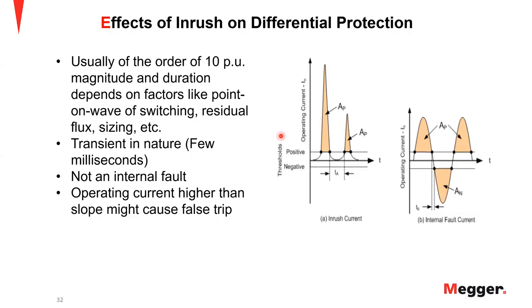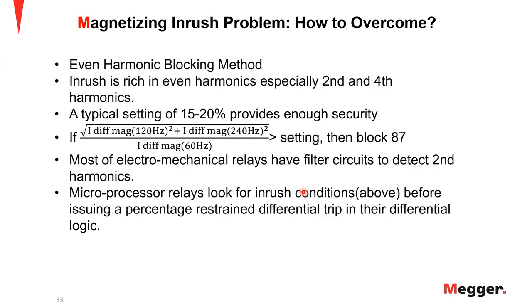And again, this inrush current can depend on a lot of factors as to when we are switching, as to what point on the wave that we are switching, and how much residual flux remains in the core. All these different factors can impact this magnetizing inrush. So let us see how we can overcome this challenge and tell the differential relay that when we energize a transformer, it's not supposed to be tripping on differential, right?